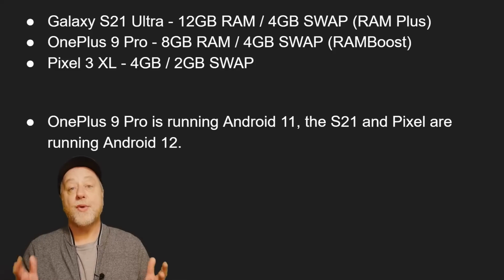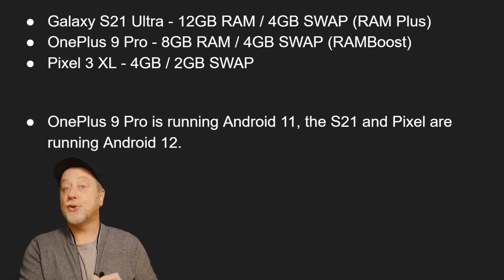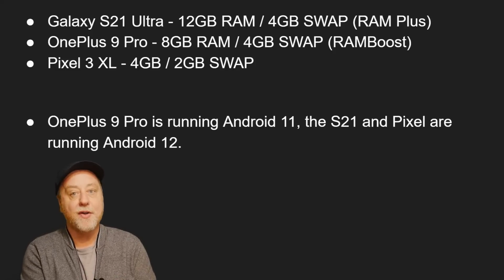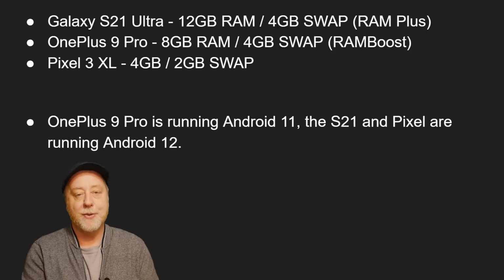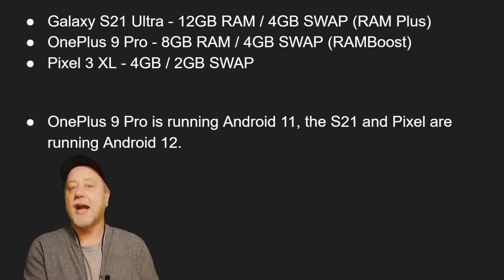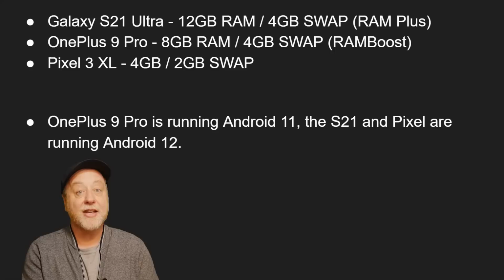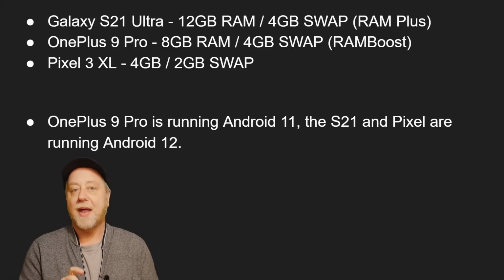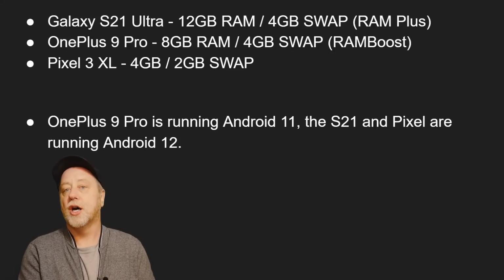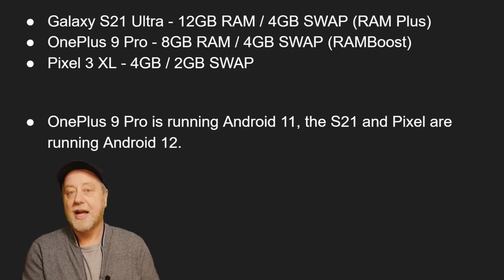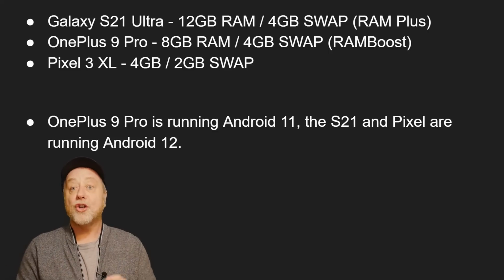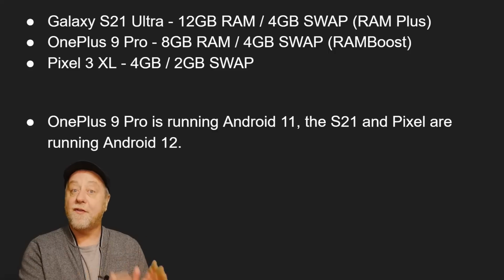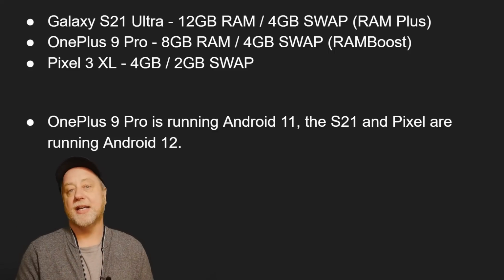Okay, so I've got 3 phones that I've tested. I've got a Pixel 3 XL running Android 12, and that's only got 4 GB of RAM, so that's going to be interesting to see what it can do. I've got a OnePlus 9 Pro with 8 GB of RAM, running Android 11. And then I've got a Galaxy S21 Ultra with 12 GB of RAM, also running Android 12. So we're looking at Android 11 and Android 12. What do these systems do when they've got 4, 8, and 12 GB of RAM?